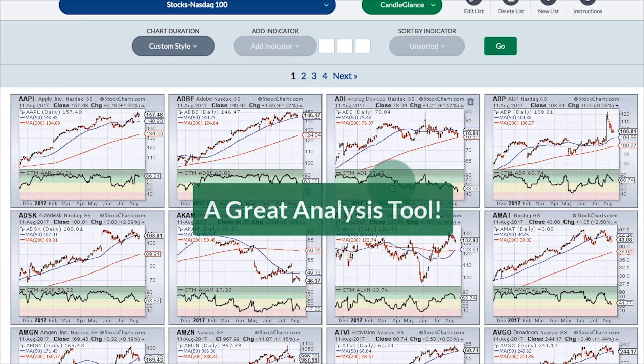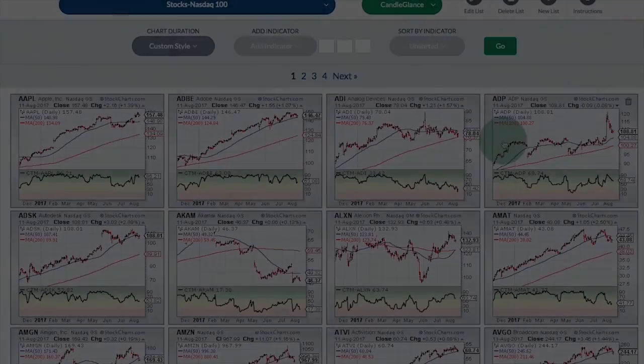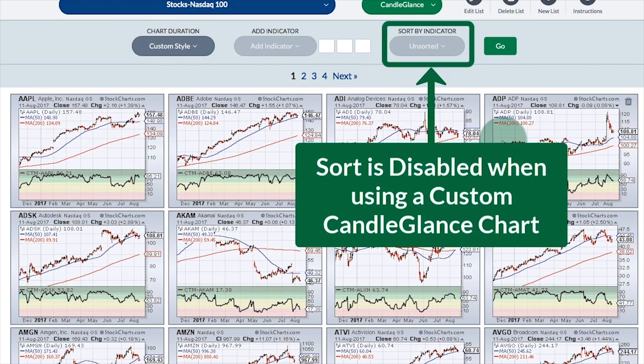It makes it very easy to scroll through dozens of charts and quickly see setups that you want to investigate further or that you want to pass on. And just one note, when you're using a custom Candle Glance chart, you will not be able to sort by that particular indicator.